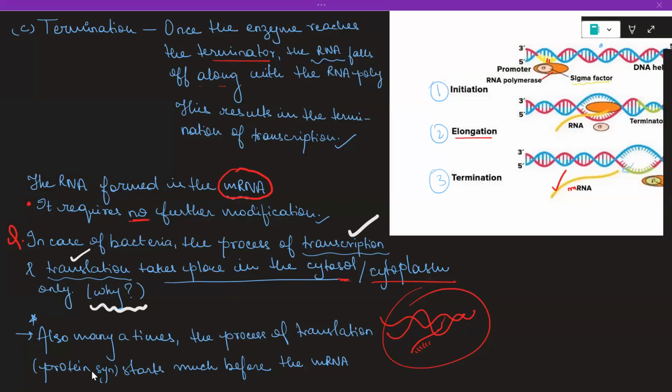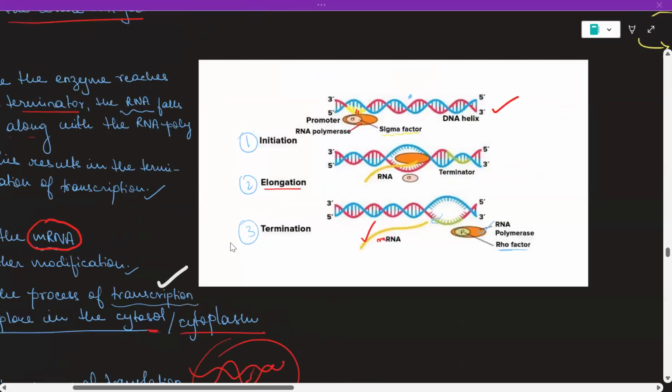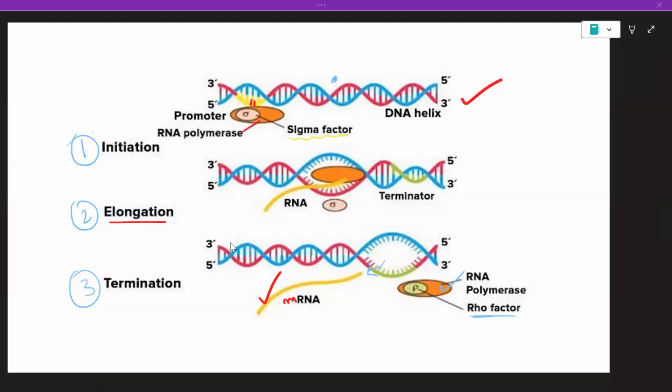Done, students? Done till here? Yes, ma'am. See how in this particular diagram you can see a variety of things. For example, the orange circular or oval thing that you see is the RNA polymerase. When that RNA polymerase combines with the sigma factor, which is the initiation factor, it goes and binds with the promoter region of the DNA, and then the process of transcription begins.